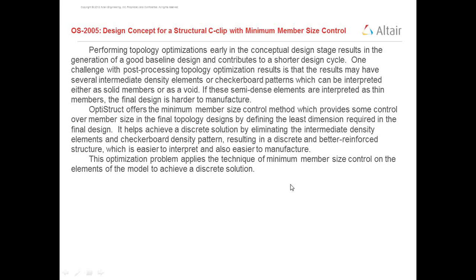So, OptiStruct offers a minimum member size control method which provides some control over member size in the final topology design by defining the least dimension required in the final design. It helps achieve a discrete solution by eliminating the intermediate design density elements and checkerboard density pattern, resulting in a discrete and better reinforced structure which is easier to interpret and also easier to manufacture. This optimization problem applies the technique of minimum member size control on the elements of the model to achieve a discrete solution.